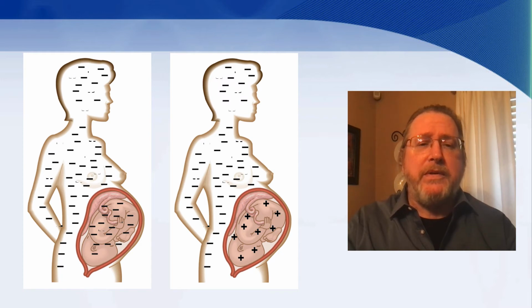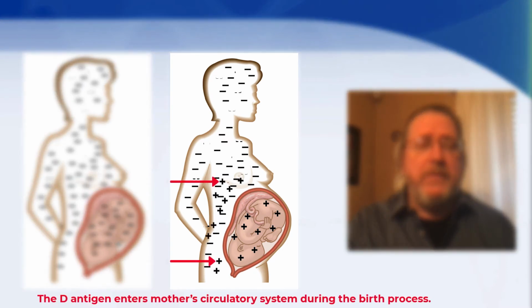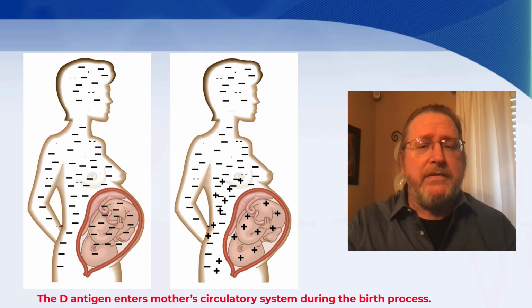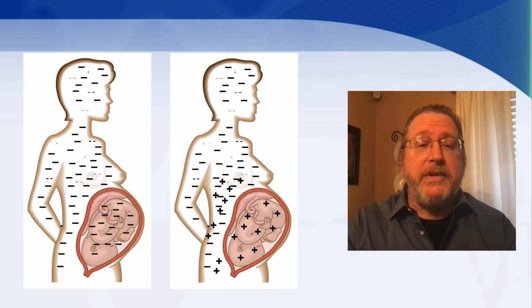During childbirth, the mother's and baby's blood can mix. When this happens, the mother's body recognizes the D antigen as a foreign substance. The immune system thinks it's an invading pathogen. That's the normal way the immune system works. It's called naturally acquired active immunity. Once exposed, her body begins making anti-D antibodies to fight against the invading D antigen.